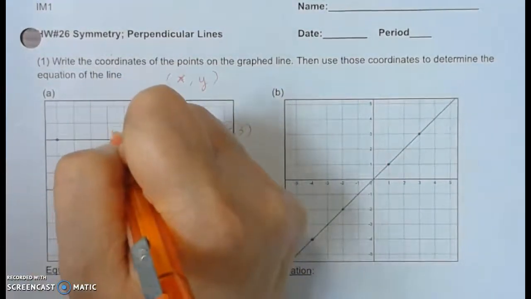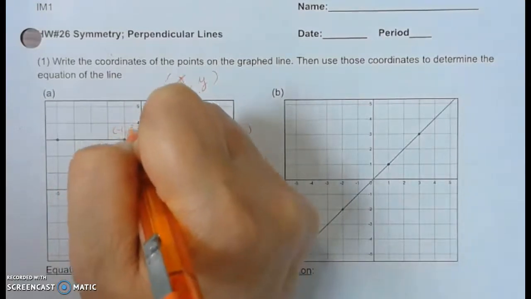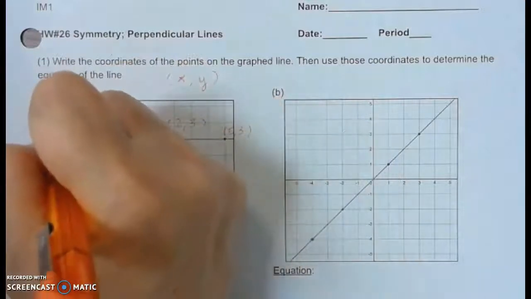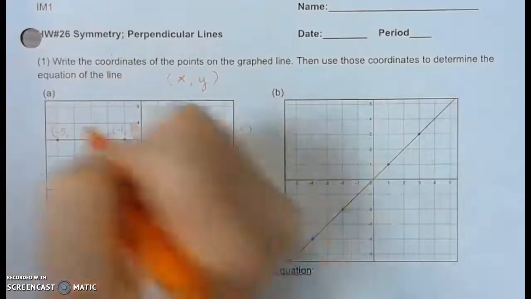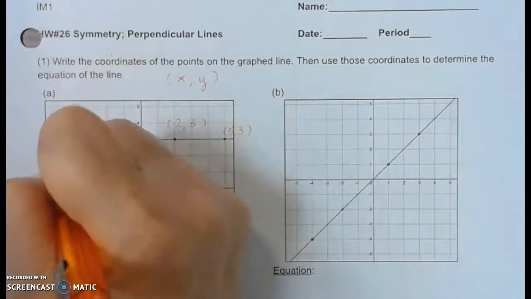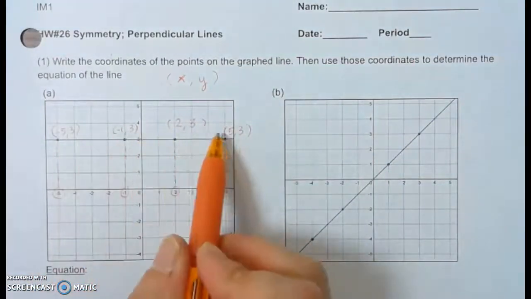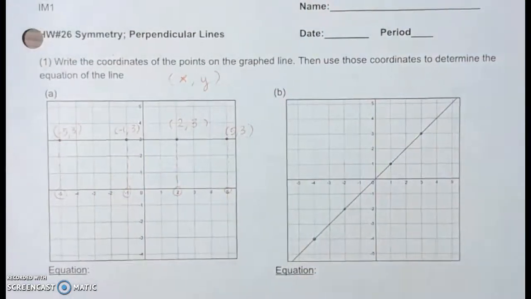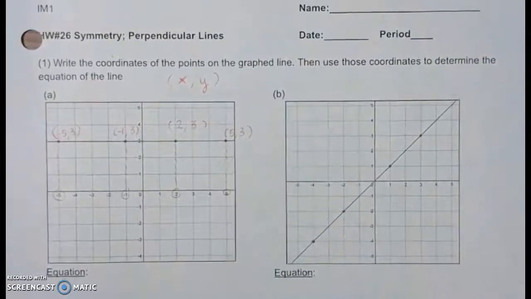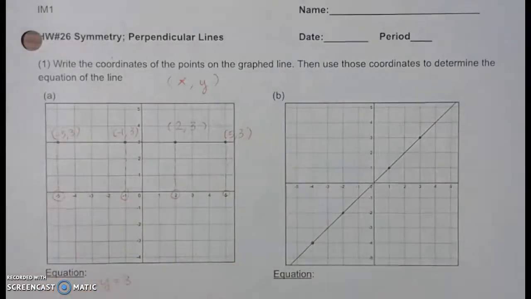The x value is -1, the y value is 3, and the x value is -5, and the y value is 3. So looking at those coordinates, what do they all have in common? The y value is always 3. So the y value is always 3. That's actually my equation.